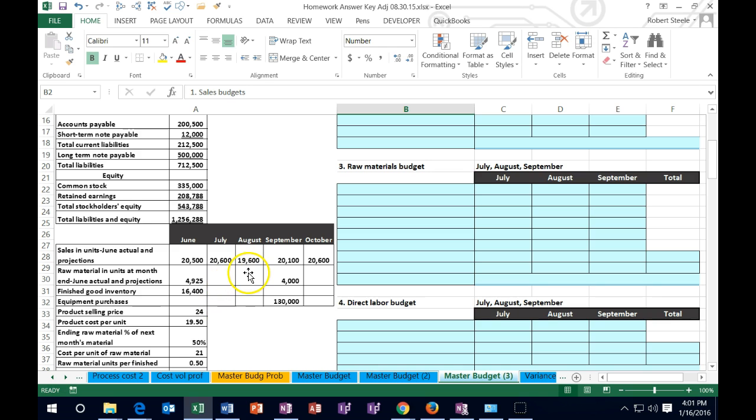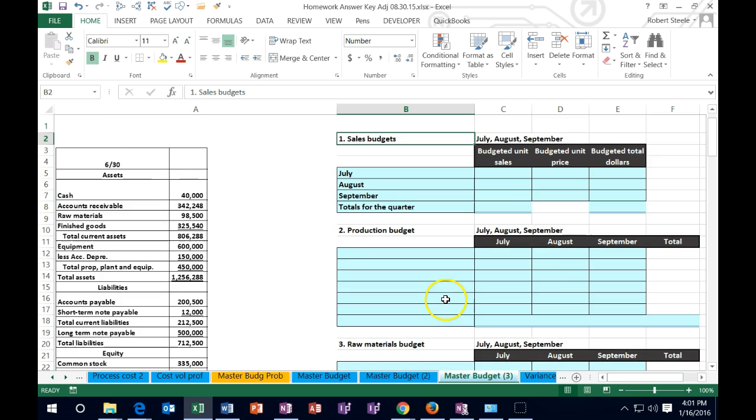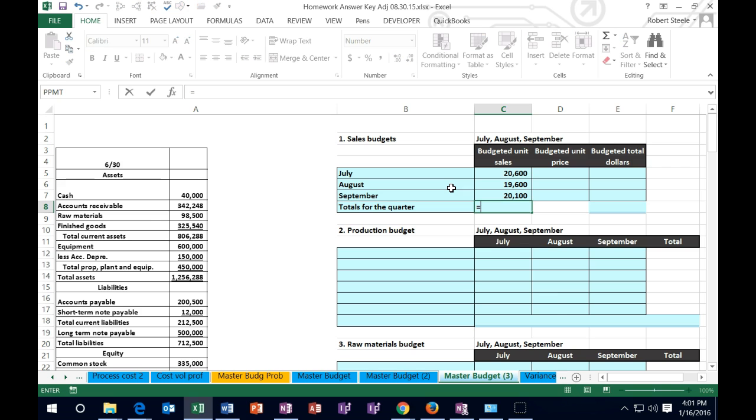So 20,006, 19,6, and 20,001. So let's go up here. I'm just going to plug those numbers in here: 20,006, 19,6, and 20,001. Notice I'm not putting a comma in there or anything, because the cells are already formatted in terms of number format. Going to sum that up by saying equals SUM. The 20,006 plus the 19,6 plus the 20,001 is going to add up to a total of 60,003 for the third quarter. Now that's units, and we're going to talk about the dollar amount, which will be $24.